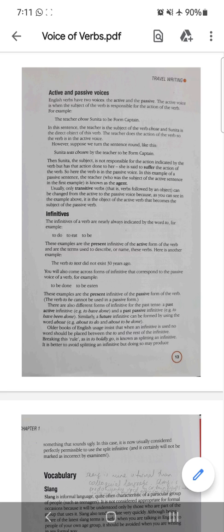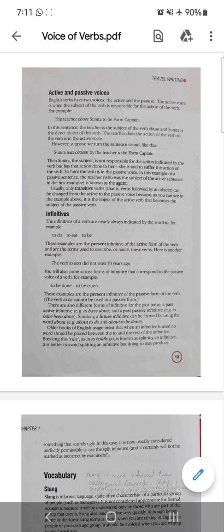What happened here? Sunita, the subject, is not responsible for the action indicated by the verb, but has the action done to her. Now here our subject has the action done to it, right? She is said to suffer the action of the verb. So the verb here is in the passive voice. In this example of a passive sentence, the teacher, who was the subject of the active sentence, is known as the agent. Okay, so Sunita is still the subject.